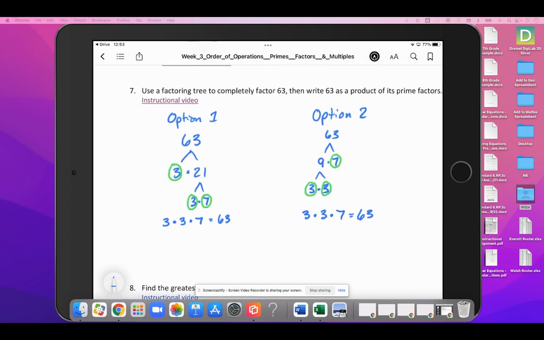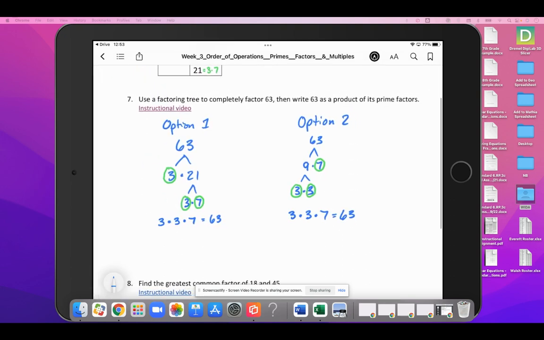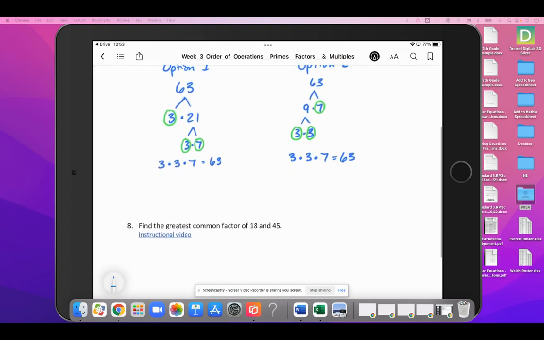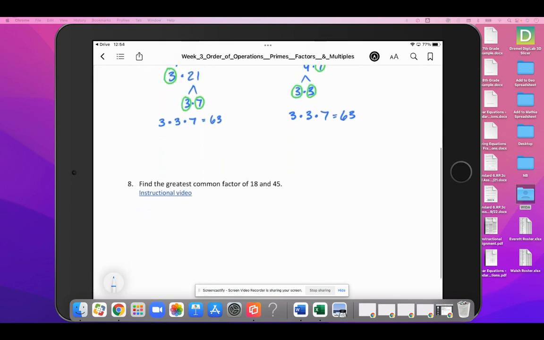So 2 possible routes you could take to doing that one. You're only required to do one. I just wanted to make sure I showed both for people who chose one way or the other.